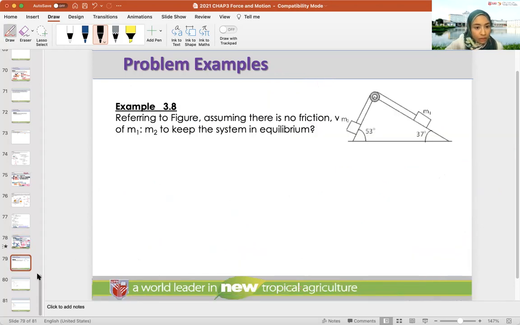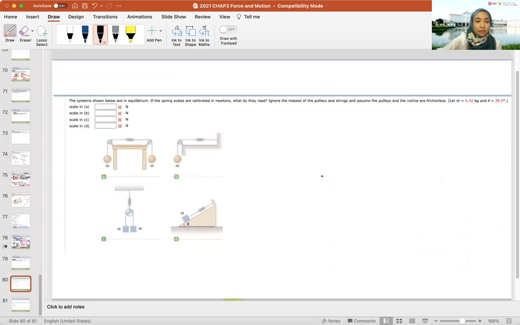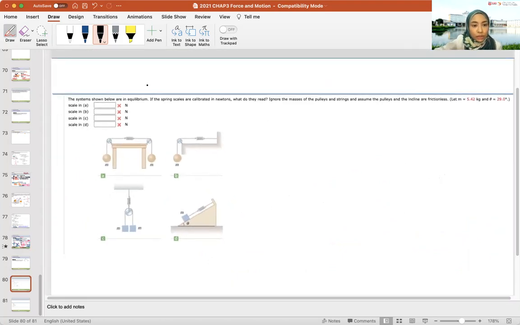Okay, next this one, tak payahlah, yang ni sama je lebih kurang. Okay, kat sini soalan untuk web assign tapi yang ni tak assign tu korang. That's macam pantun pula. Okay, so the system shown below are in equilibrium. So A equals to 0.